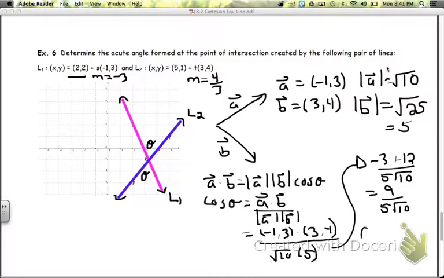Therefore, to find theta, you need to do the inverse of cos, and when we do that, we get that theta is equal to 55.3 degrees. Okay, there is a decimal there. I know it's hard to see with the image there.